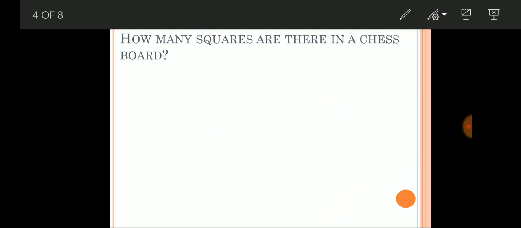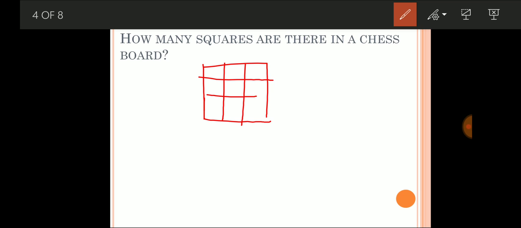How many squares are there in a chessboard? Again we'll take a 3x3 grid so that we understand the question easily. 1, 2, 3. If a square has to be formed here, we know the number of unit squares is going to be 1, 2, 3, 4, 5, 6, 7, 8, 9. We have 9 unit squares. They've asked you for the number of squares, not just the unit squares. If it's unit squares, it's going to be 9.